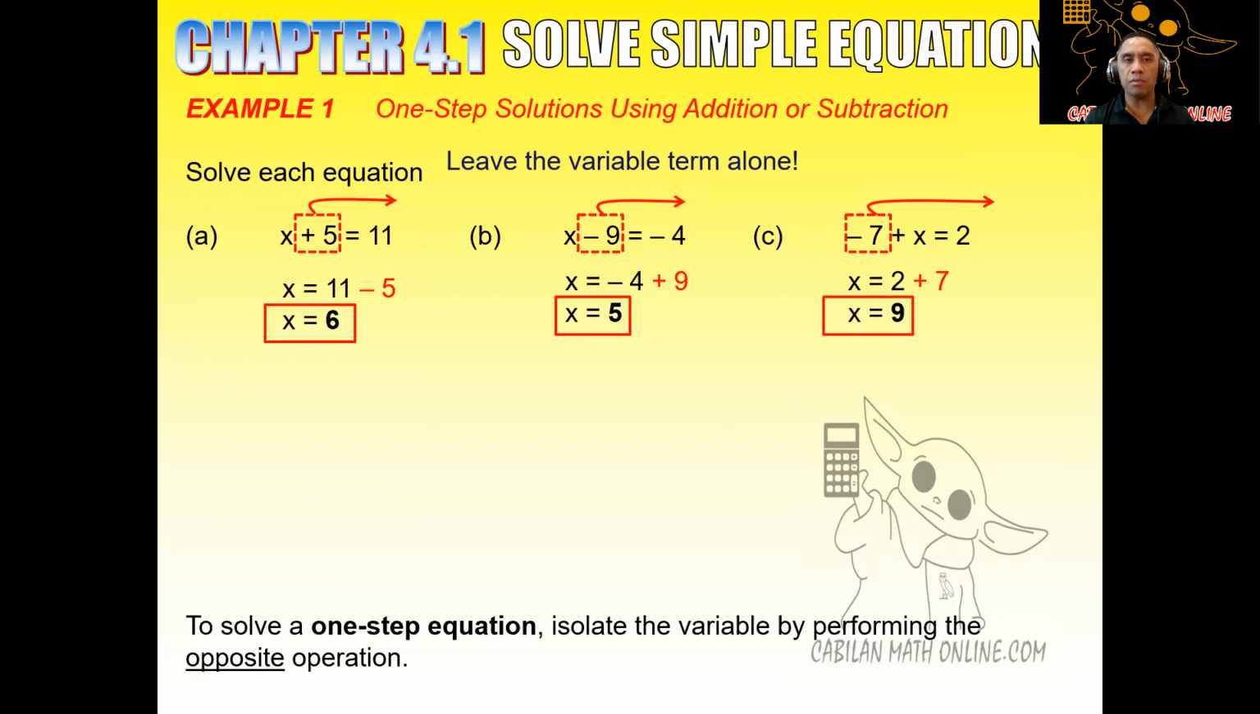So ultimately, anytime you see a variable and you have a number that's added or subtracted from it, you move the number to the other side and then change the sign. That's probably the best way to explain it.